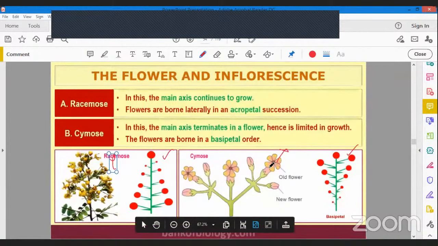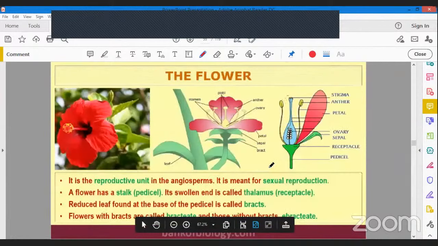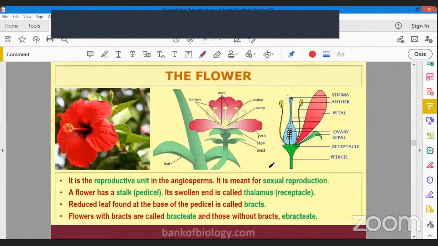Done, students. So we go to the next part, the flower. The flower is basically a reproductive unit in the angiosperms. It is meant for sexual reproduction. So a flower has a stalk, the pedicel. If it's a leaf, it is the petiole, whereas in a flower, it is called the pedicel. Its swollen end is called the thalamus or the receptacle, on which all the floral whorls are borne.